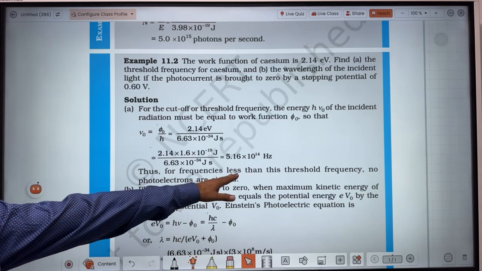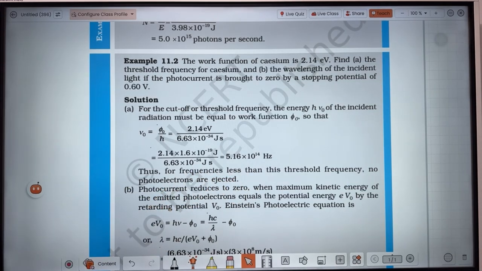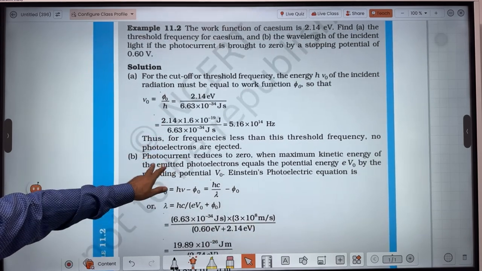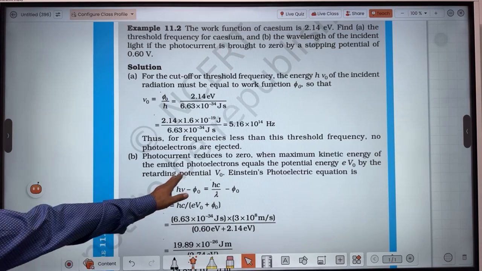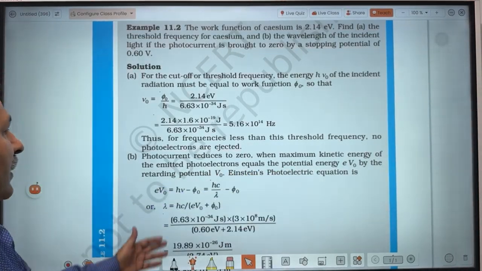Thus, for frequencies less than this frequency, no photoelectrons are emitted. As you have already studied, if the frequency is less than the threshold frequency, then electrons will not be emitted because they will not have sufficient energy to come out. Now, the next point is that the photocurrent reduces to zero when the maximum kinetic energy of the emitted photoelectrons equals the potential energy, that is eV0, given by the retarding potential.